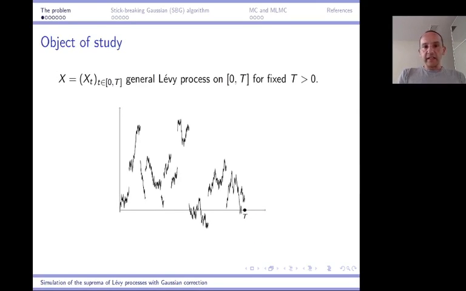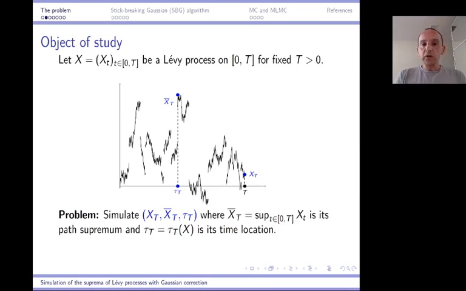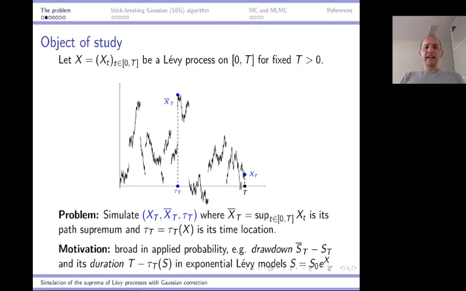Okay, so we're interested in, given a trajectory of a Levy process on a fixed interval [0, T], the law of the three-dimensional vector consisting of the position at time capital T, the supremum accumulated by time capital T, and the time this supremum was attained. This kind of triplet crops up in many settings in applied probability, including mathematical finance, for example risk measures like drawdown and the duration of drawdown for exponential Levy models.